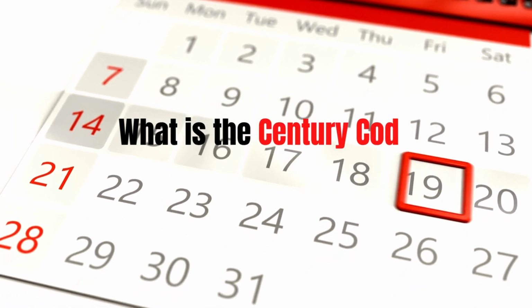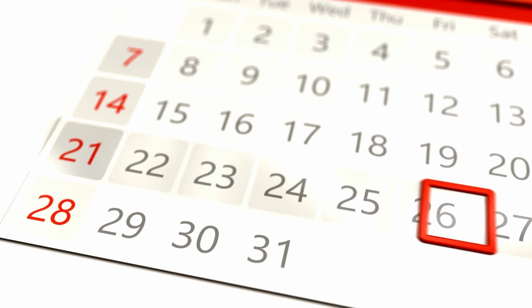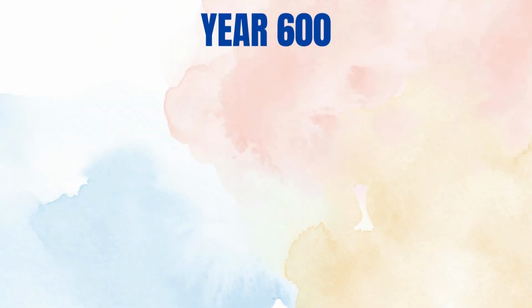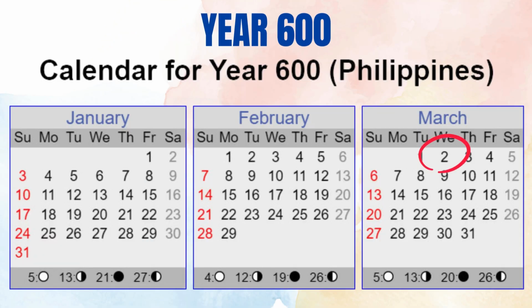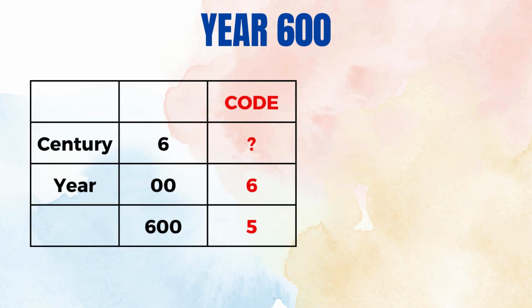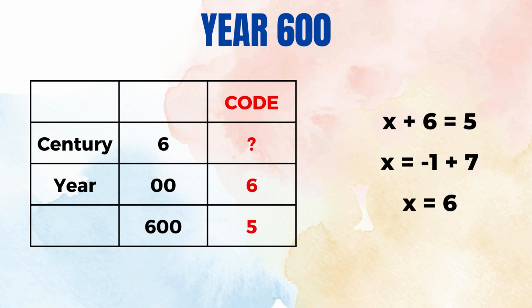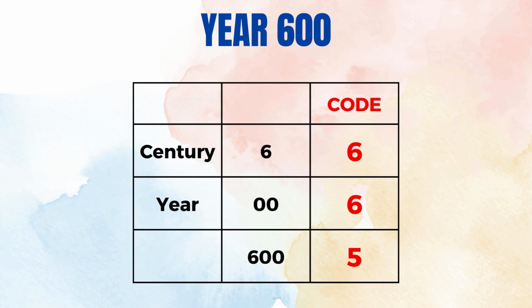What is the century code of year 600? Century is 6, year 00 equals 6, 600 equals 5, x plus 6 equals 5, x equals 6, century 6 equals 6.